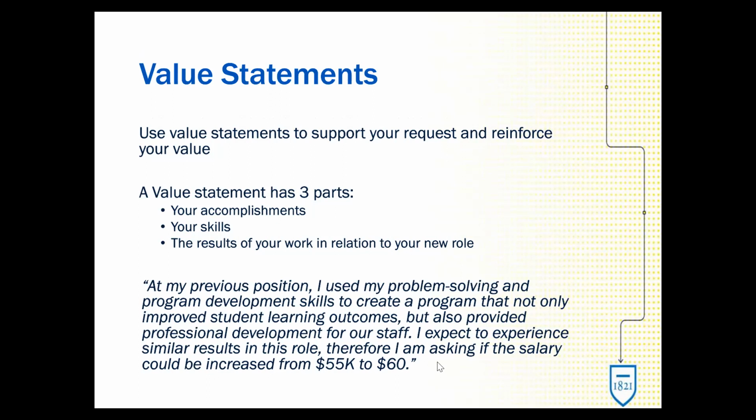You'll arrive at the table, you'll say there's 3 parts of the offer I'd like to discuss. The first part is the salary. At my previous position, I used my problem solving and program development skills to create a program that not only improved student learning outcomes, but also provided professional development for our staff. I expect to experience similar results in this role. Therefore, I'm asking if the salary can be increased from $55,000 to $60,000. And then you say absolutely nothing. Wait for them to respond with yes, no, maybe so, and then you move forward depending.